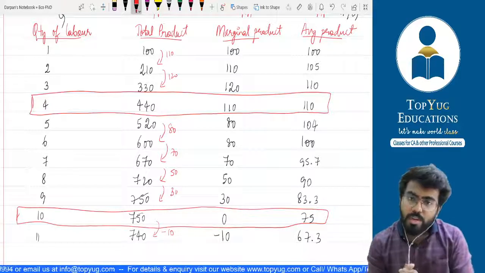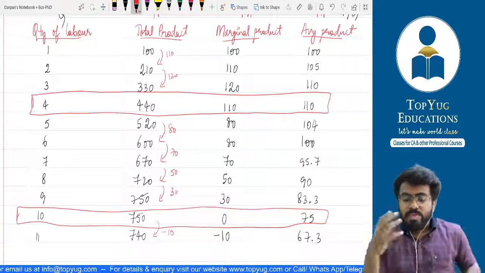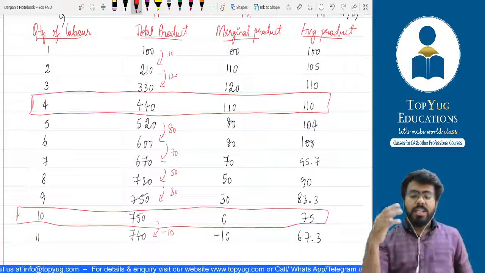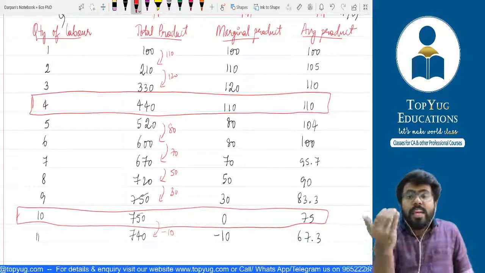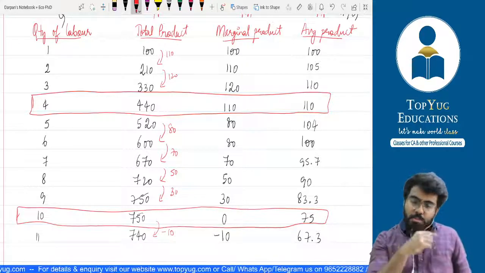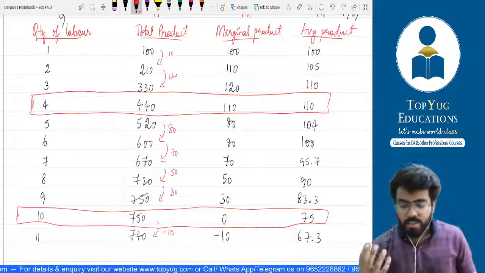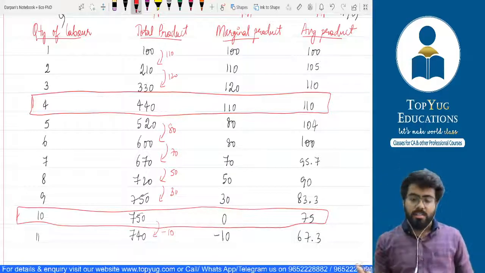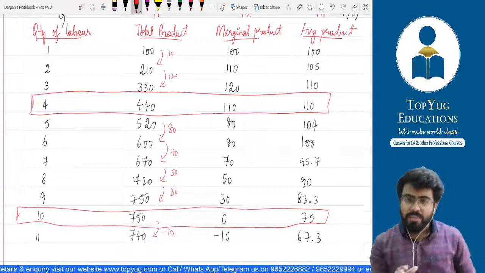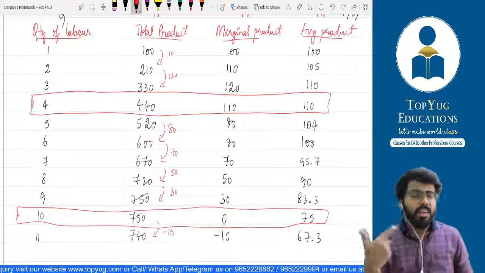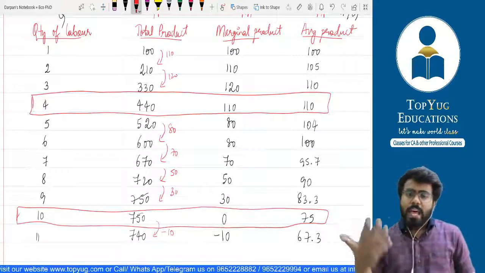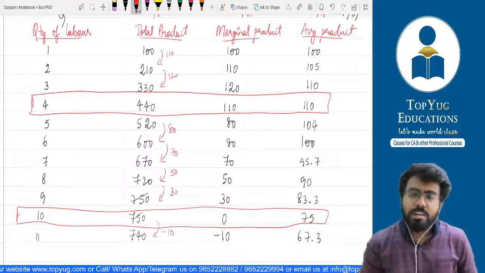Now let's see average product. What is happening with that? If you see average product, it's increasing at first, right? 100 to 105 to 110, and then it started decreasing. So average product increased and then it started to decrease, and it keeps on decreasing. But will it go negative? Will average product ever go negative? Analyze, think. Will average product ever go negative?